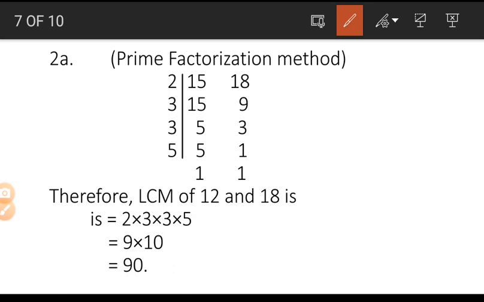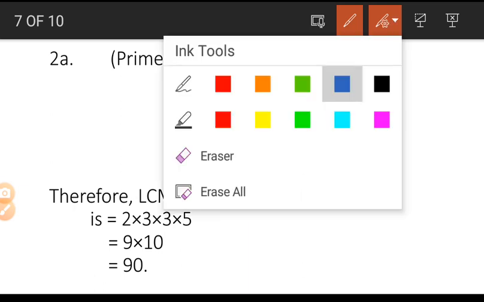The lowest prime number or factor that can divide either of the numbers 15 or 18 is 2. When you look at it, 18 can be divided by 2 because it's an even number, but 15 cannot. So what do we do? We divide 18 and get a 9, but bring down 15 because we cannot divide it by 2.